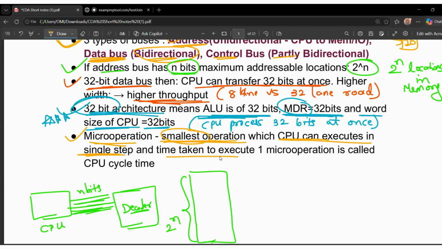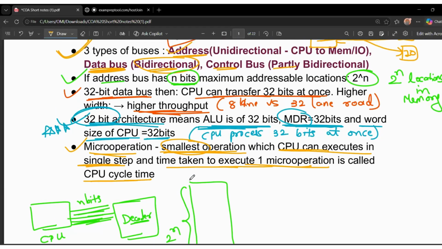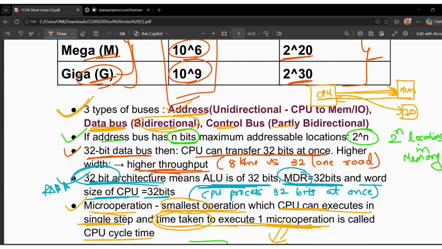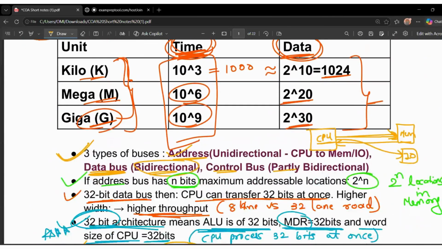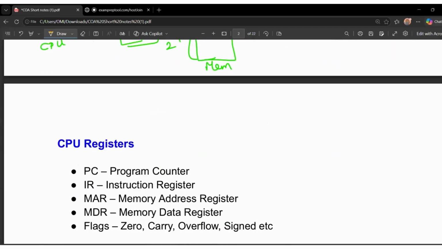And the time taken to execute one micro operation is called the CPU cycle time, right? So this is the definition of what a micro operation is and what the time taken to execute one micro operation is. That is your cycle time. So this is the prerequisite we have seen.